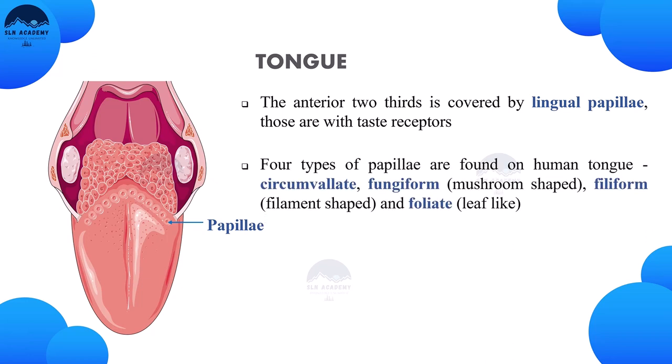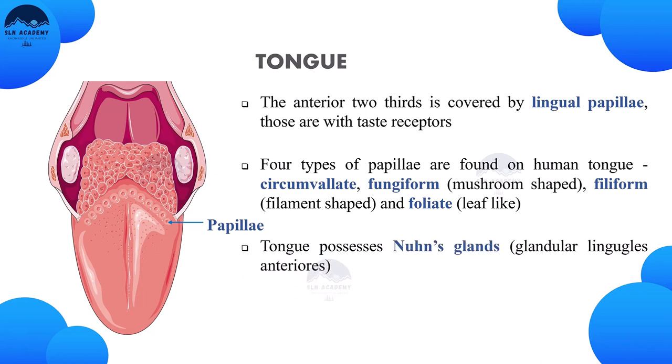Four types of papillae are found on human tongue. They are circumvallate, fungiform, filiform, and foliate. Tongue possesses Nuhn's glands, which are also called anterior lingual glands.